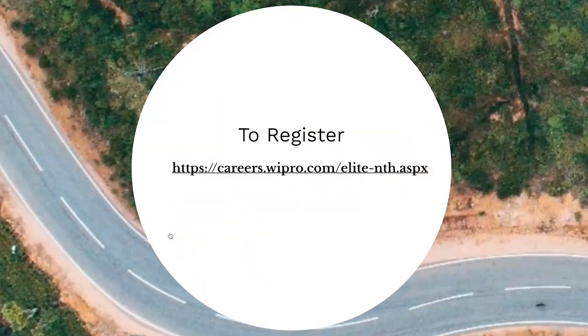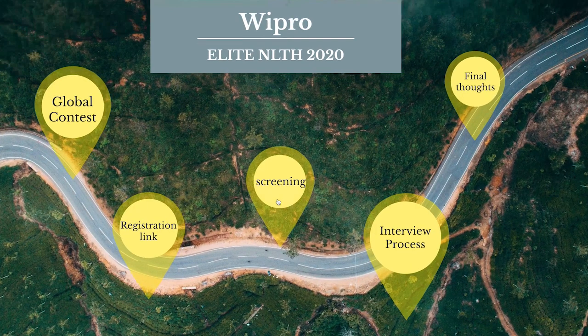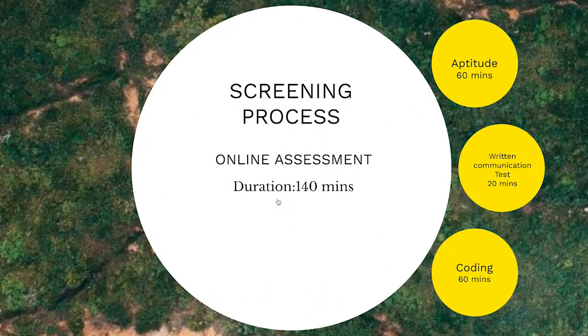So here's the registration link of Wipro's process, career.wipro.com/elite-nth.aspx. There you can see all these things like eligibilities, the 10th percentages, CGPAs required, and all the steps to apply. We'll be covering the expectations and all these things in the later slides, and we'll see what the process involved is.